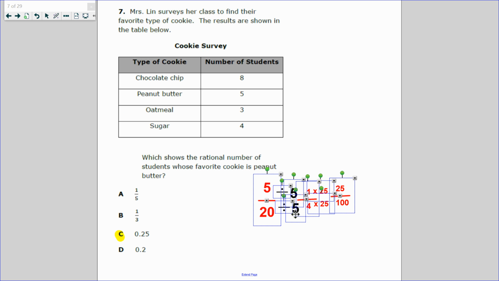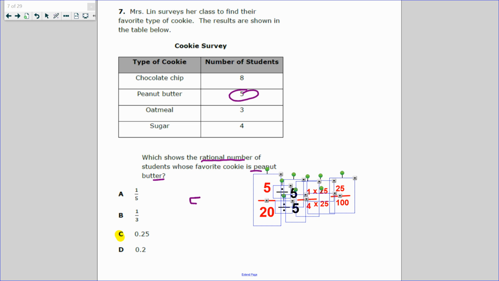Number 7, what if you were given a table like this? Could you find a fraction and percent? Mrs. Lynn surveys her class to find their favorite type of cookie. The results are shown in the table below. 8 people like chocolate chip, 5 people like peanut butter, 3 students like oatmeal, and 4 students chose sugar. Which shows the rational number, a rational number is any fraction or decimal, or it could be a percent, of students whose favorite cookie is peanut butter.